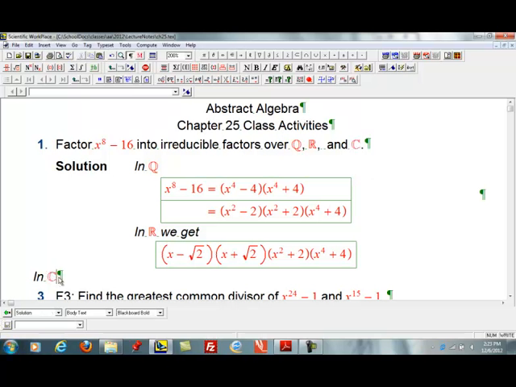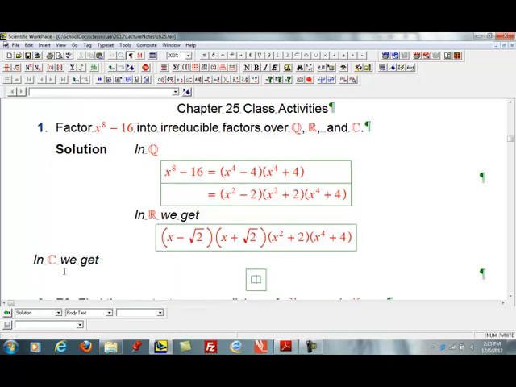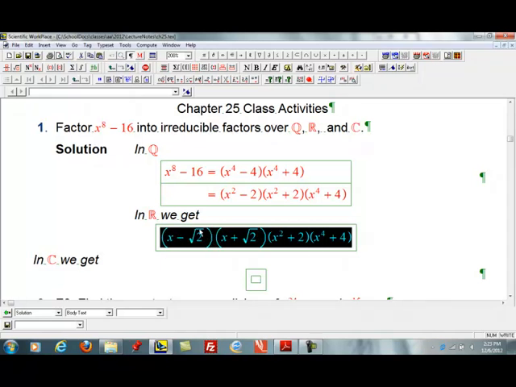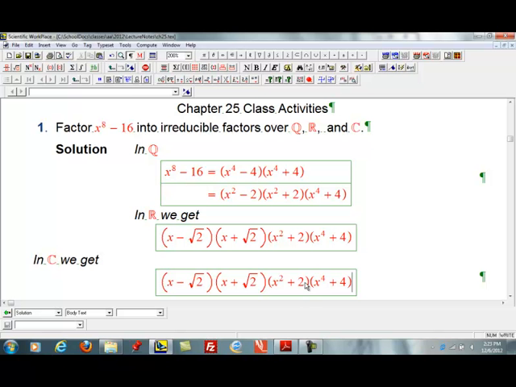But in the complex plane, what does this become? Well, the beginning part stays the same, right? Yeah. So we're going to have x minus 2i, x plus 2i. Oh yeah, these are root 2i. I'm going to put that i in front of the root 2 so we know it's not underneath the square root. Good call.